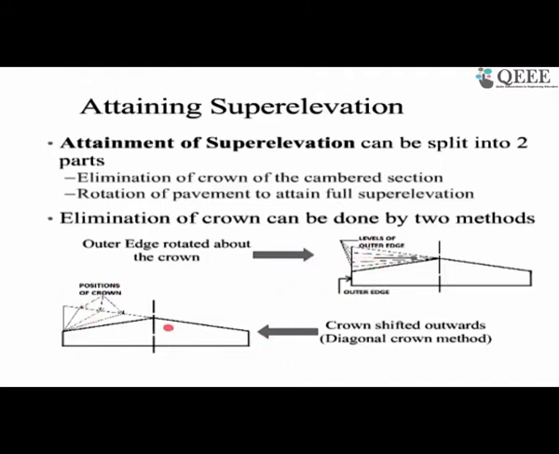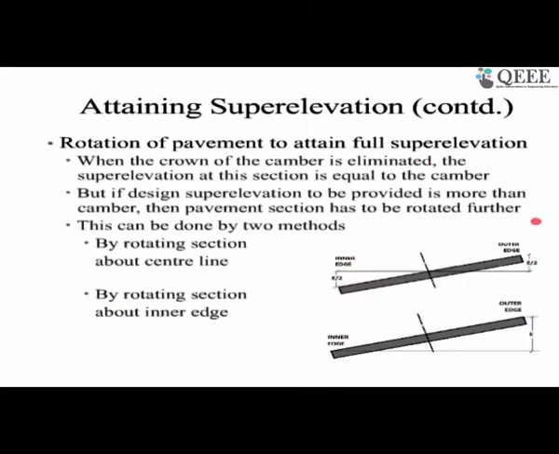Now once you attain this, your slope is equivalent to the camber, and you need to attain the super elevation. Your super elevation is actually more than your camber. Camber is 2.5% and the maximum is going to be 3% for bituminous pavement, and you have seen that super elevation can go up to 7%. So in those situations, how are we going to do it? Again, there are two processes. Once you attain the camber level, now you need to rotate.